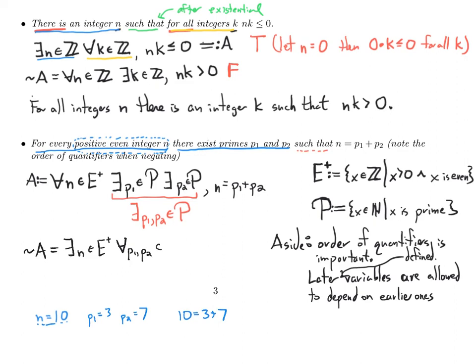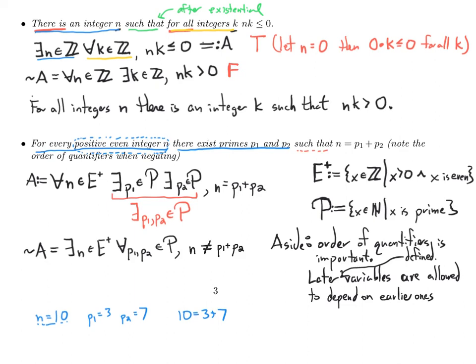that are in the set of primes, the open sentence is false. So to negate the open sentence, well, if it's not equal to, it's not equal to. So n doesn't equal P1 plus P2. So that's the negation there.